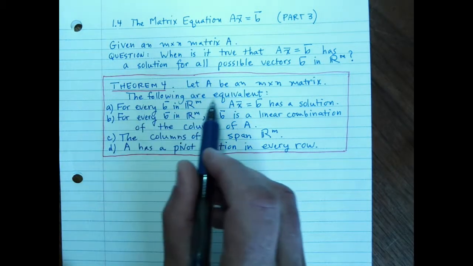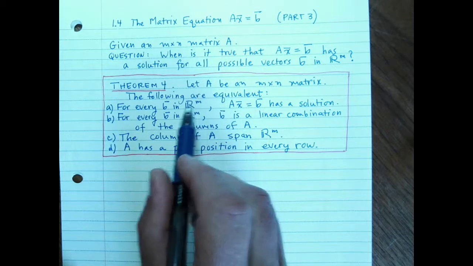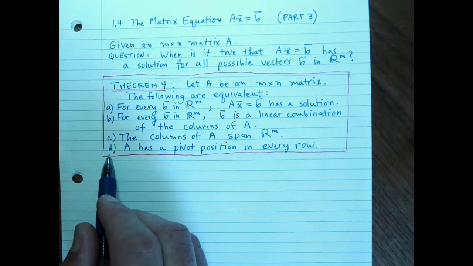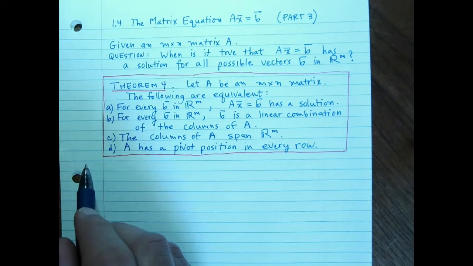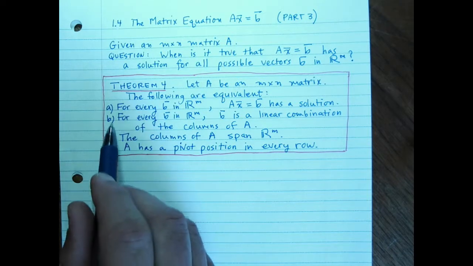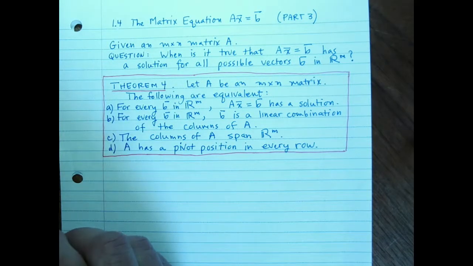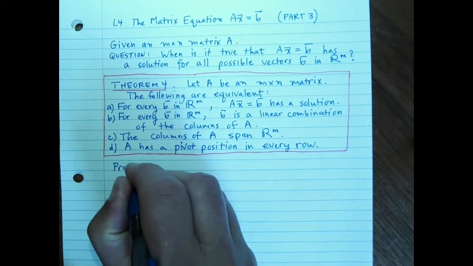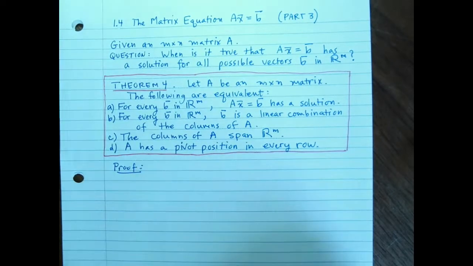When we say the following are equivalent, what we mean mathematically is that if any one of these four happens to be true, then the others must be true also. Or you could say any one of these implies the other three. And let's go ahead and say proof here. We're going to go through our steps of the proof.